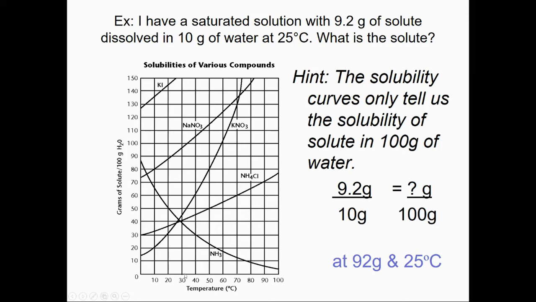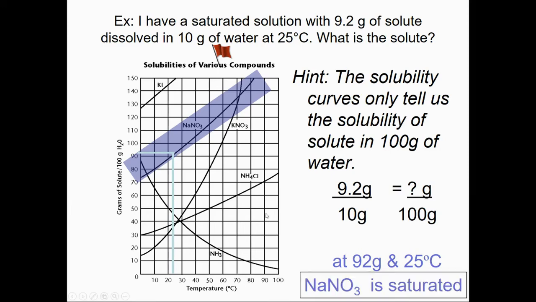We're at 25 degrees Celsius. We're going to multiply 9.2 times 10, so it's 92 grams of solute, which makes a saturated solution at 25 degrees. So we're at 25 degrees, and we're going to go up until we hit 92. Oh, that's that line right there, sodium nitrate. Sodium nitrate makes it saturated, not any of the other ones.